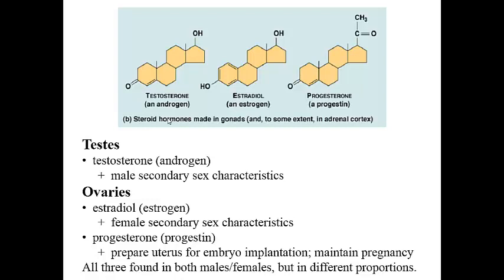It's important to remember that these three hormones, these three steroid hormones, are present in both males and females. They're just present in different concentrations. All three of these hormones get released as the testes and the ovaries receive tropic hormones like LH and FSH. This concludes the endocrine system.